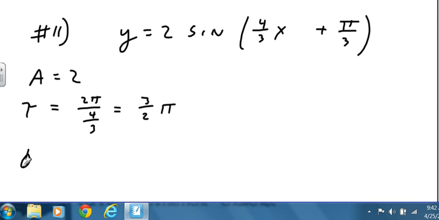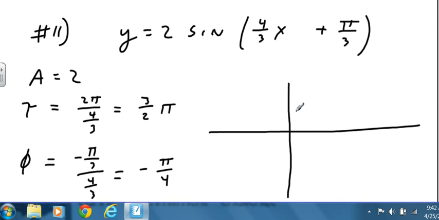And my phase shift is going to be minus pi over 3 divided by 4 over 3, which looks like minus pi over 4. And when I put the minus pi over 4 back into my equation, I see that I get a 0 in there. So that's my idiot check to tell me that I did something right.